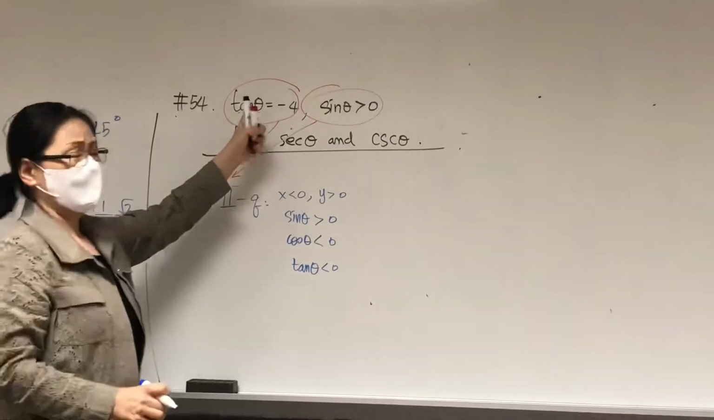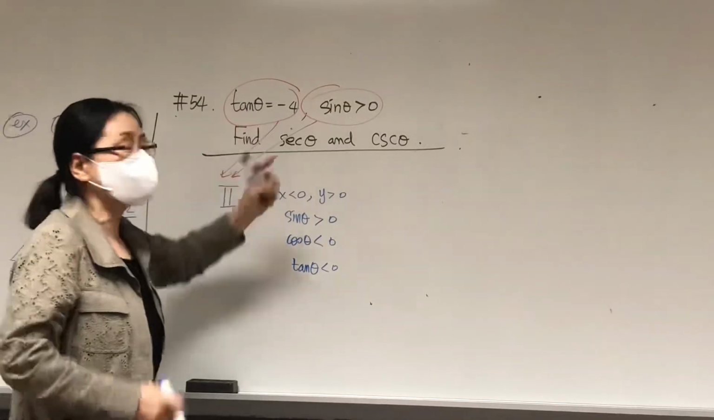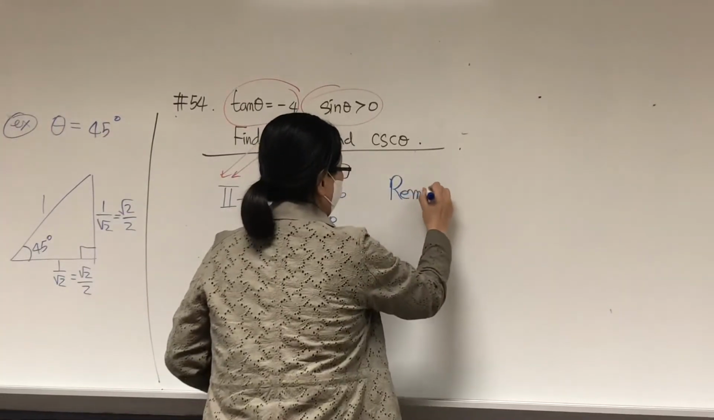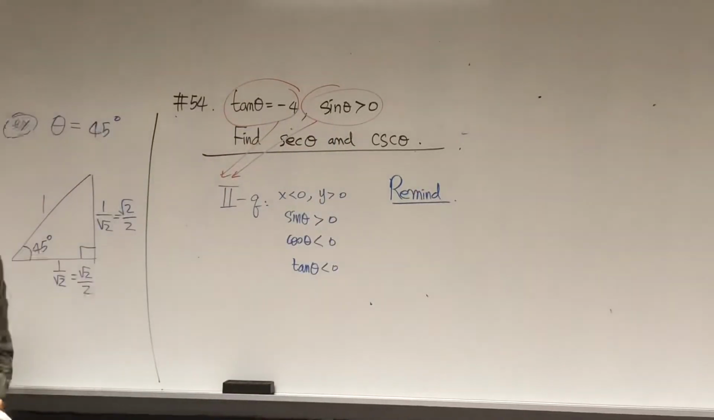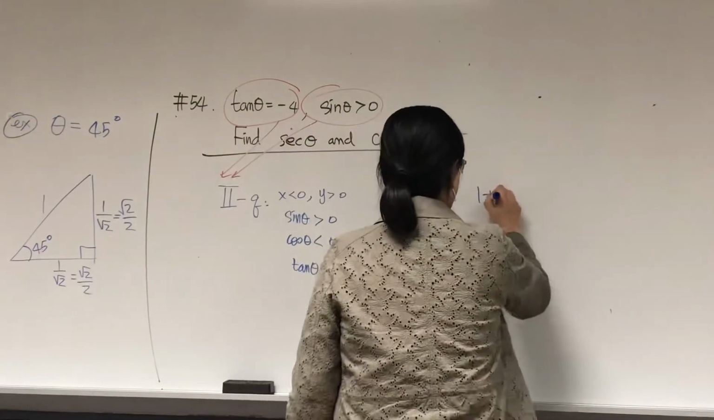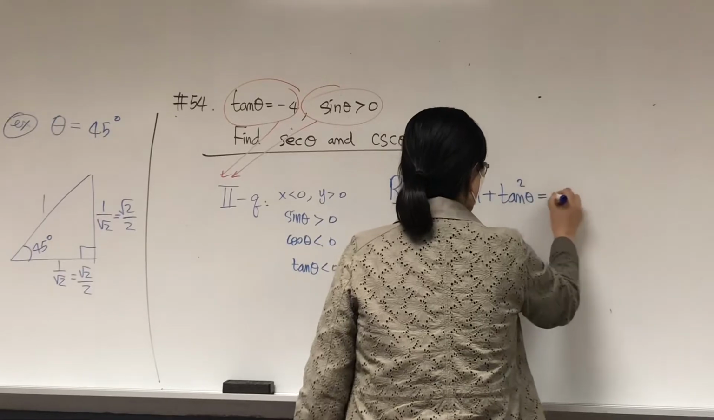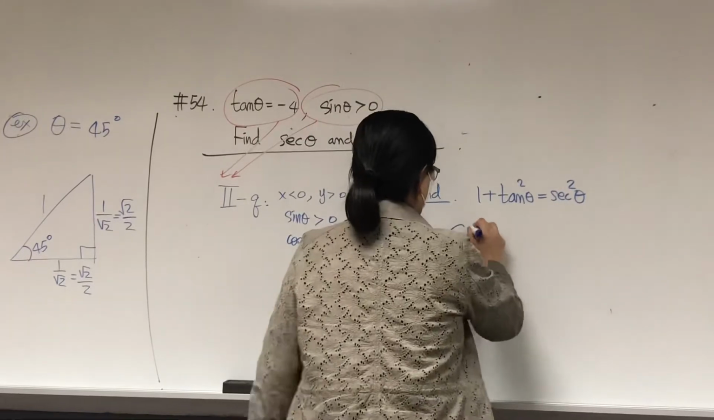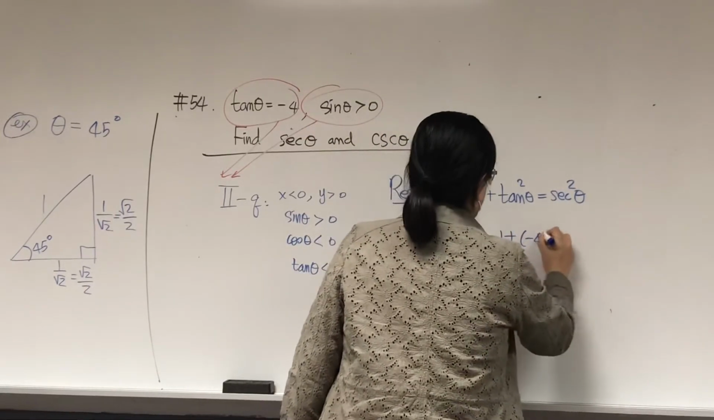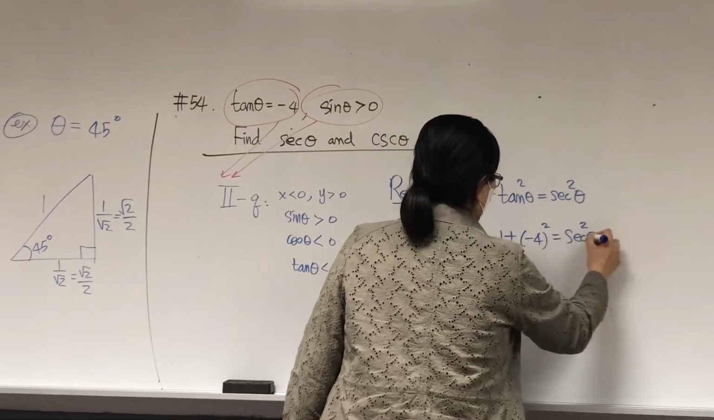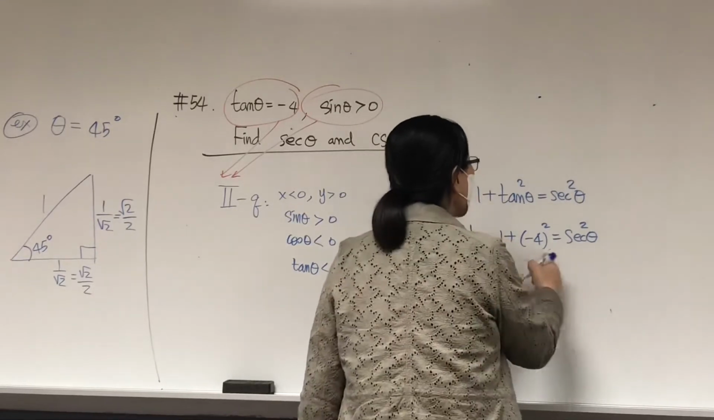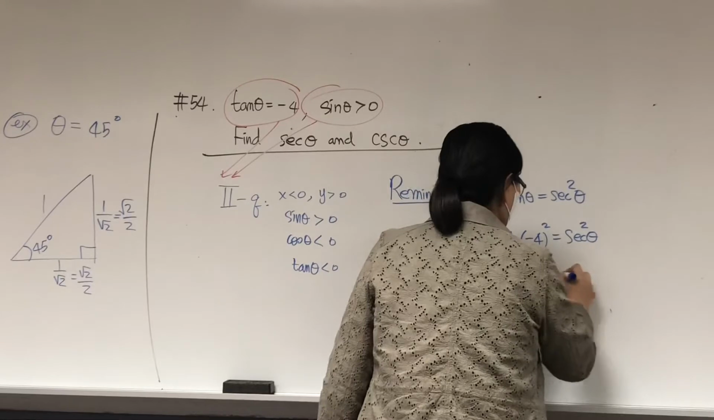So we know this much. Now, how do you make a connection between tangent and secant? What do you need to remember? Tangent theta plus 1, the second identity, right? Yes. 1 plus tangent squared theta is secant squared theta. Am I right? And then substitute the information. So what is the left hand side? 17. 17 equals secant squared theta.